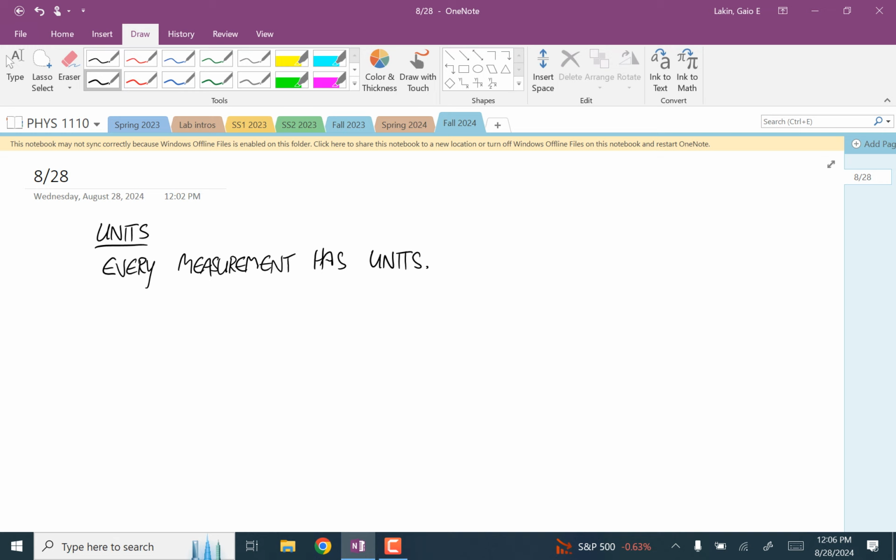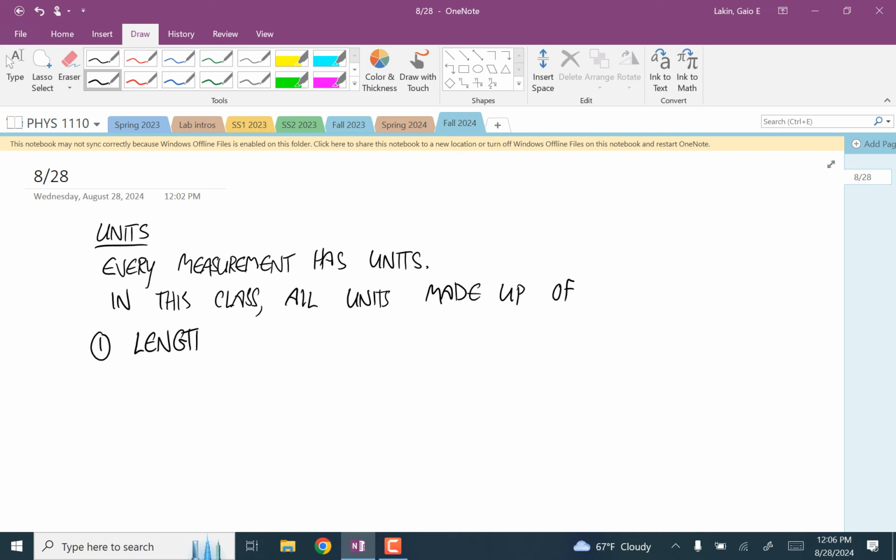In this class, all units are going to be made up of 3 basic unit types. So in this class, all units will be made up of length, so units of length would be like millimeters, feet, meters, miles, and so on.